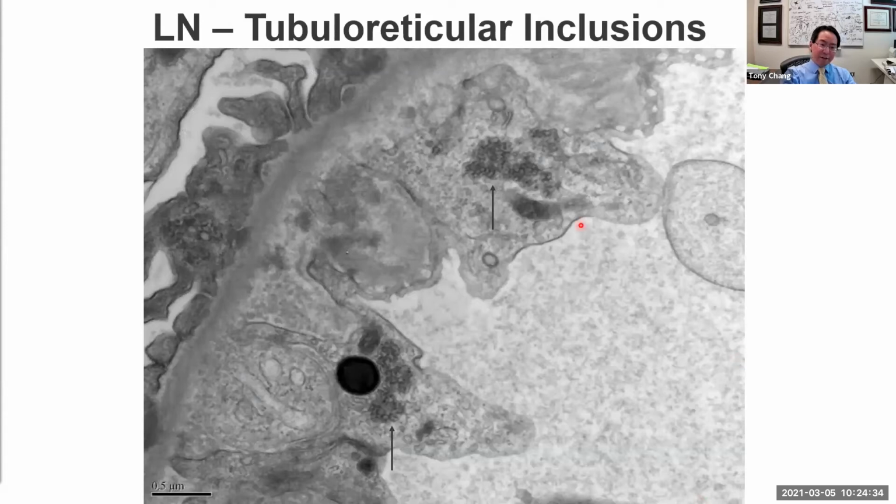Endothelial tubuloreticular inclusions. Here are some nice examples in this image. This is not specific for lupus, right? These are known as interferon footprints, fingerprints, footprints, and anyone that has an elevated interferon level, you can see this. Patients taking interferon, you can see this in HIV and other settings, but this is something that we do often see in the setting of lupus nephritis.